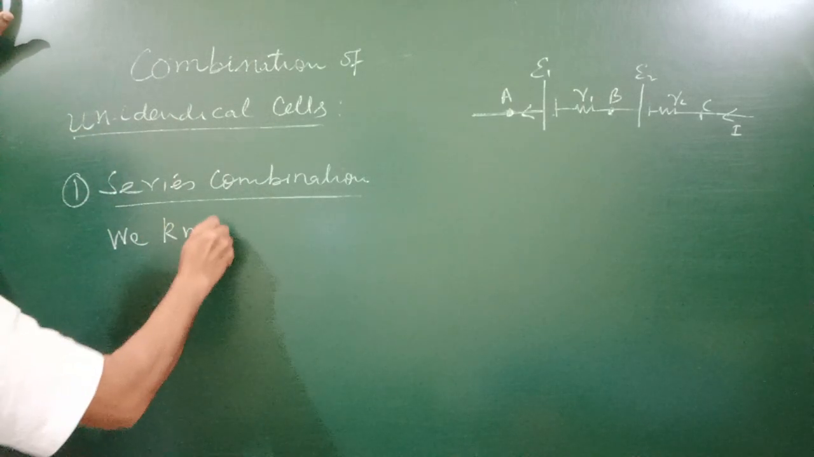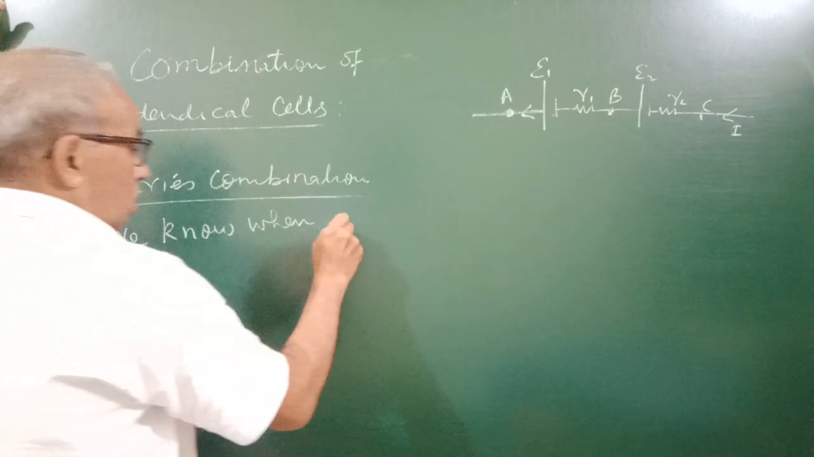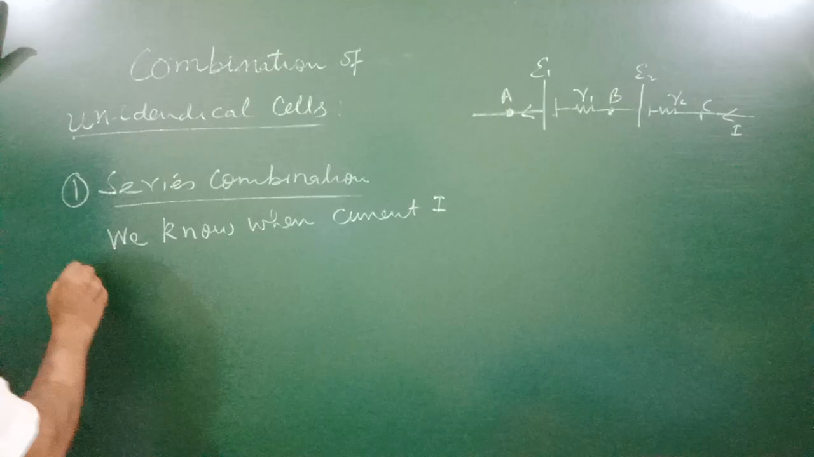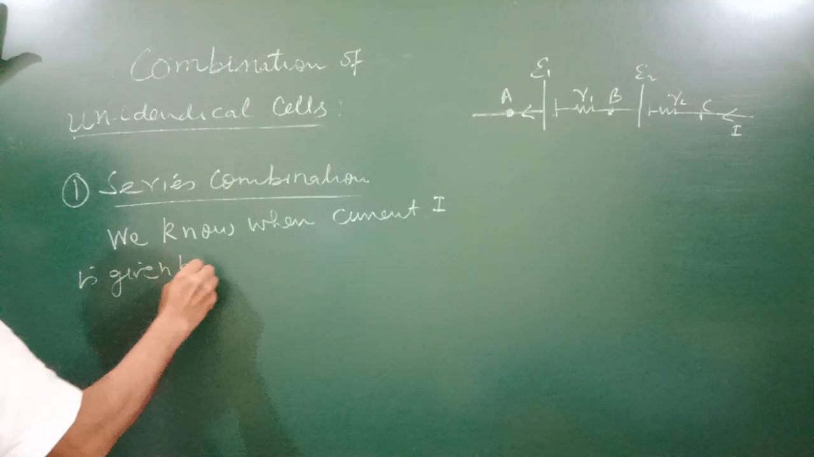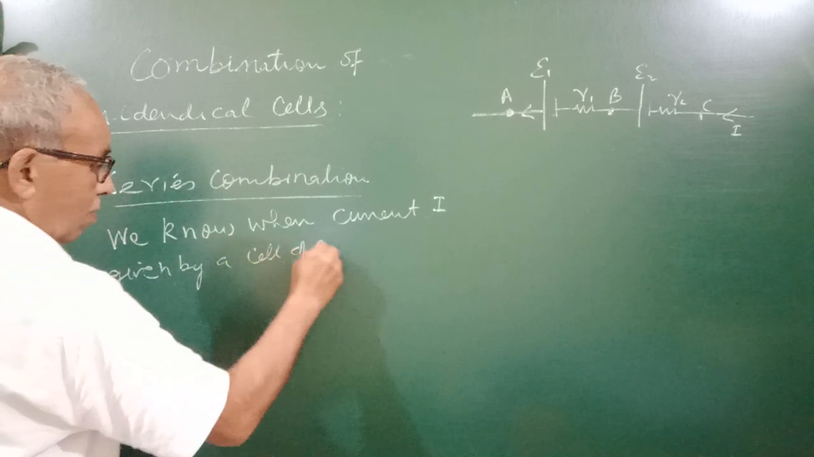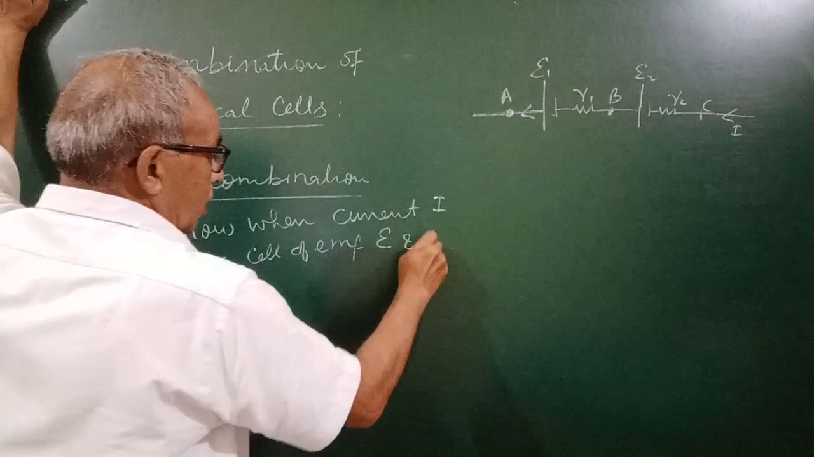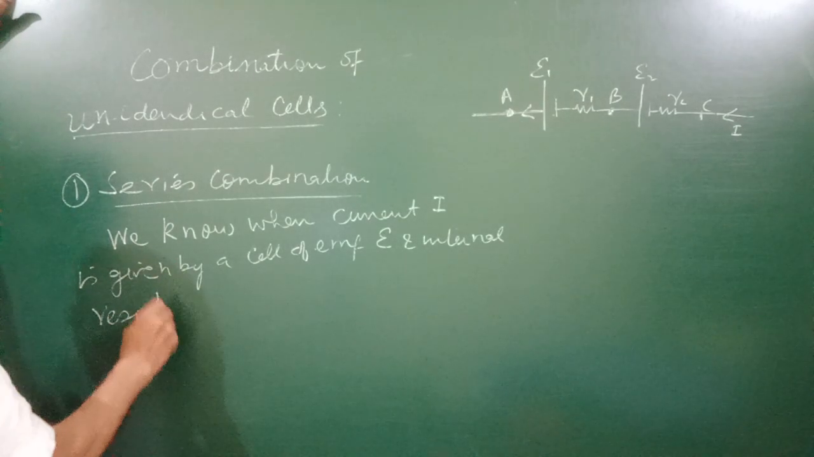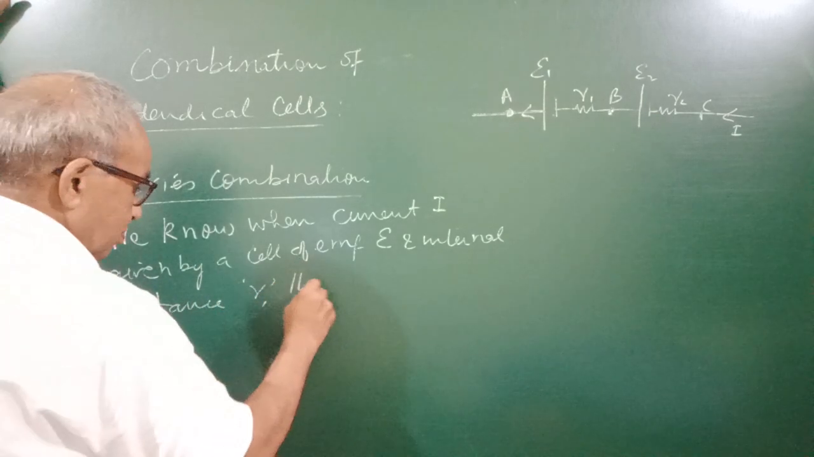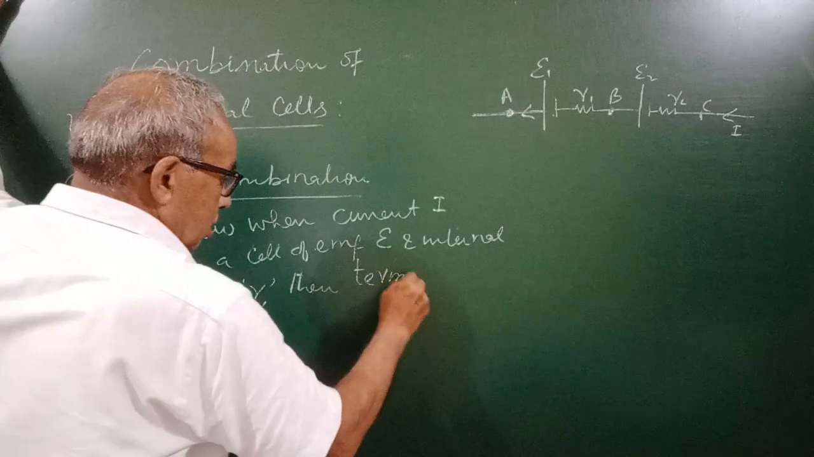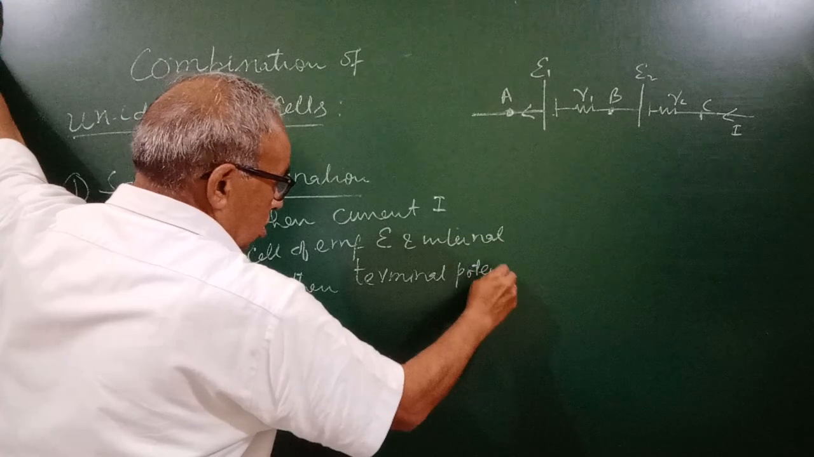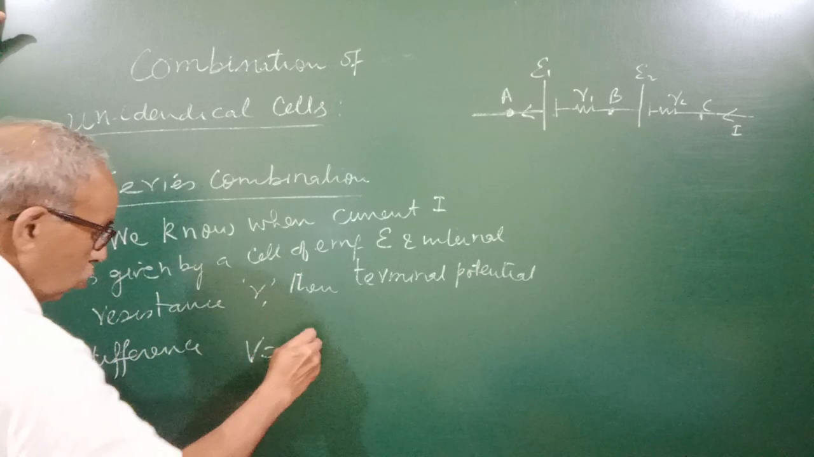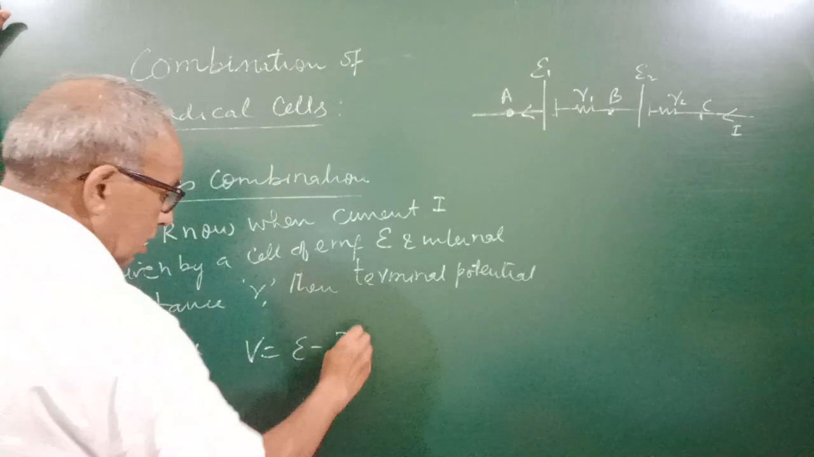We know when current I is given by a cell of EMF E and internal resistance small r, then the terminal voltage, the terminal potential difference, V equals E minus Ir. Is that clear?